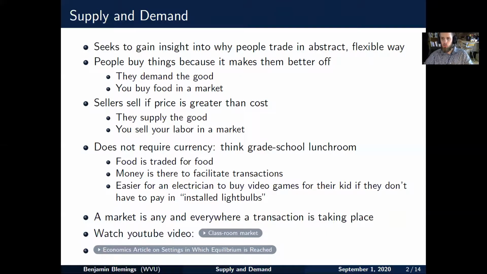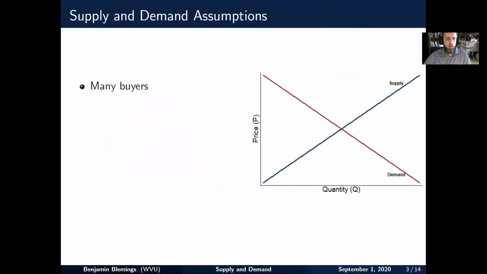If you want to get more intuition of the background of markets, you can watch this YouTube video, or you can look at this economics article on settings in which equilibrium is actually reached in real life, to get an idea of environments where these results have been replicated.